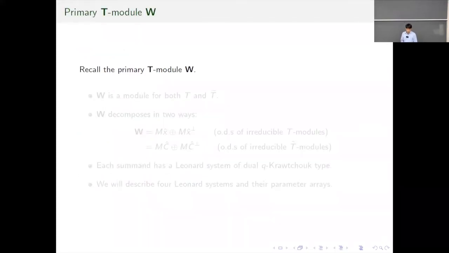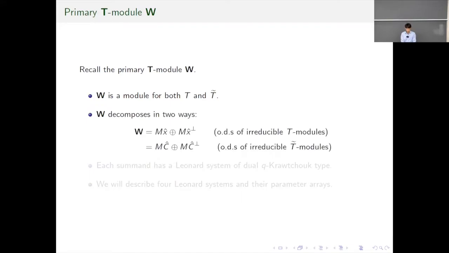Now, our primary bold T module W is actually a module for both Terwilliger algebras T and T tilde. So we have two decompositions, Mx hat perp and Mc hat perp. That is just an orthogonal direct sum of irreducible T modules and an orthogonal direct sum of irreducible T tilde modules.